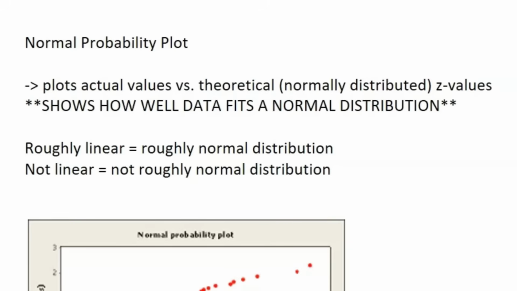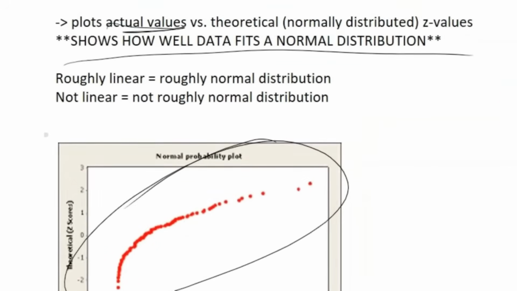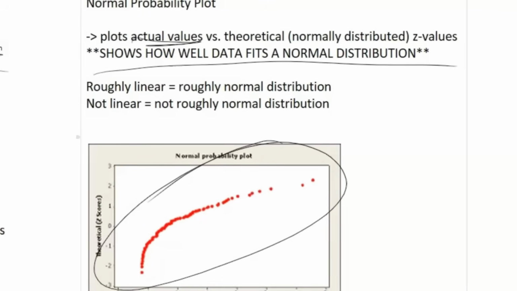All right, so the final thing we're going to talk about is super niche, but I'm still going to include it because it's on the CED. That's a normal probability plot. What it does is it plots the actual values versus the theoretical z-values. These theoretical z-values are the z-values you would get if the actual data points were normally distributed. So it pretty much just shows you how well the data fits a normal distribution. Basically, all you need to know is that if it's roughly linear when you plot this, or it might just give you the graph, it's going to be roughly a normal distribution. And if it's not linear, it's roughly not a normal distribution.